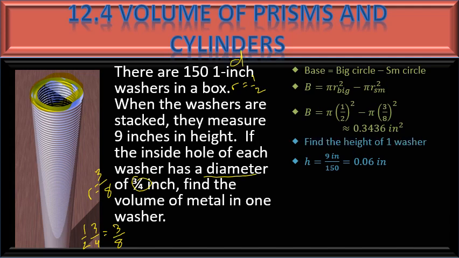I need to find the height of one washer. The height would be our total height of 9 inches, but there's 150 washers that make that 9 inches. So it'd be 9 inches divided by the 150 to find out how high each one is, which is 0.06 inches. So our volume is the area of the base times the height, or 0.3436 times 0.06, which is 0.021 inches cubed.